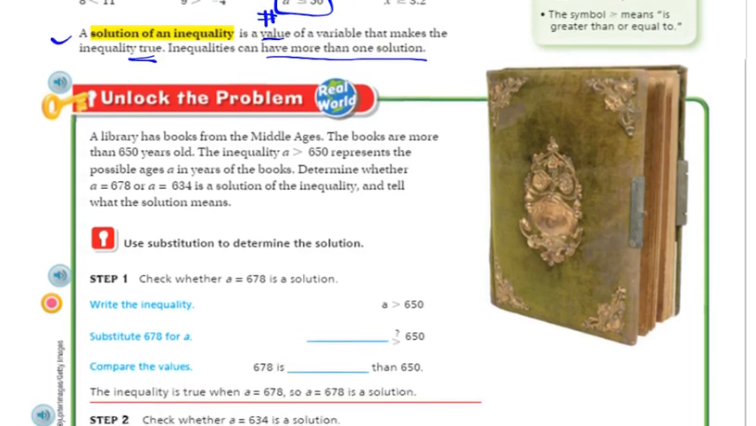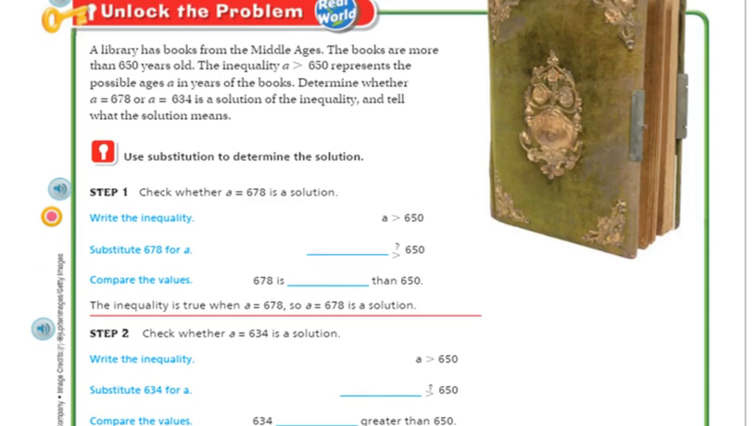All right, let's go ahead and slide down to the unlocked a problem here. Please follow along as I read. A library has books from the Middle Ages. The books are more than 650 years old. The inequality A is greater than 650 represents the possible ages, A, in years of the books. Determine whether A equals 678 or A equals 634 is a solution of the inequality, and tell what the solution means.